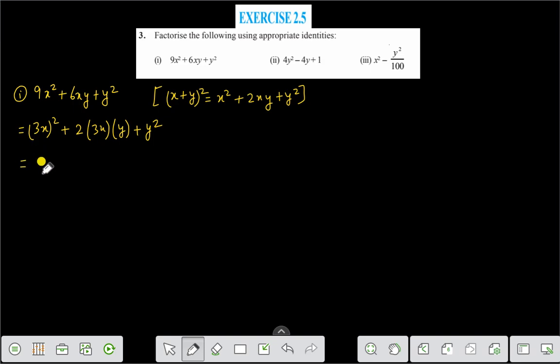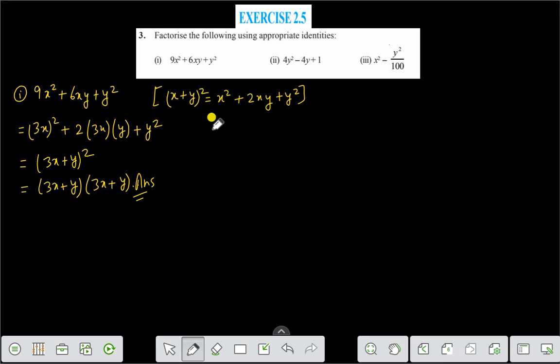Therefore, we are getting it as (3x plus y) whole square, or you can write it here as (3x plus y) into (3x plus y). That is the answer of question number 1: (3x plus y) into (3x plus y). This is question number 1.